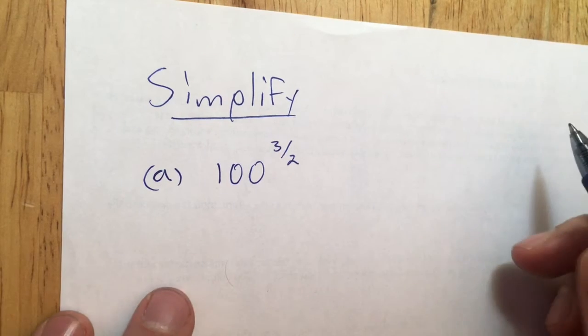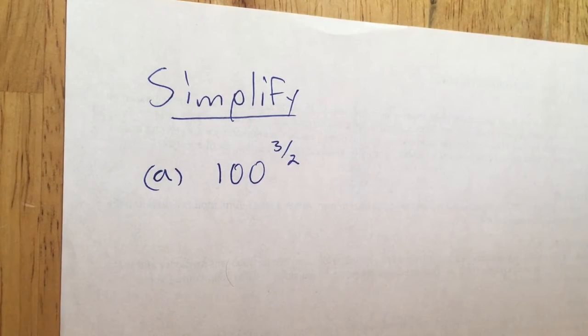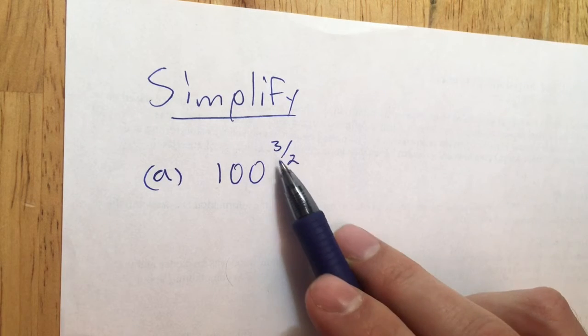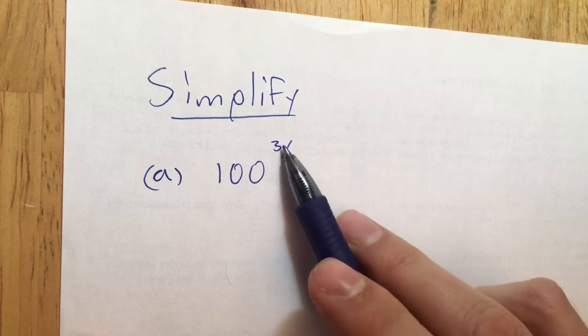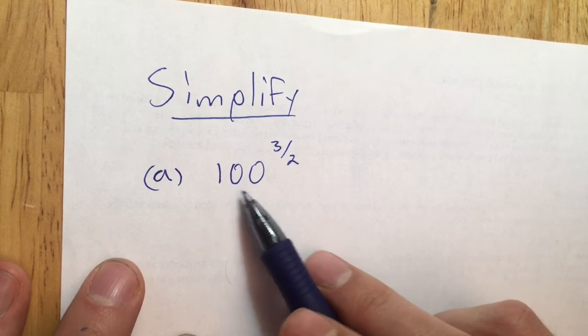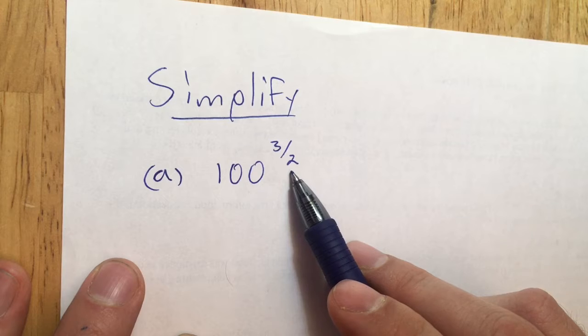Hi there, everyone. In these problems, we're asked to simplify problems involving an exponent that's a rational number, a quotient of two integers. So let's do part A here. We have to simplify 100 to the 3/2 power.